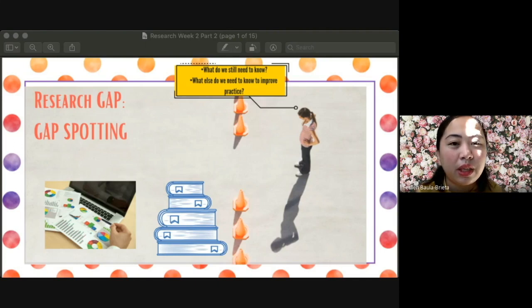So this would be the second part of our lecture on introduction, which is about research gap spotting. Alright, so in the previous lecture, we discussed the importance of research, the relevance of research in the pharmacy field, and also how to arrive at a researchable problem and how to make it specific.